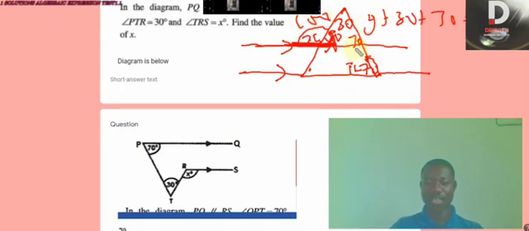I can also choose to say this plus this plus this one must give me 180. So here is 80. The moment I get here to be 80, it means here is 100, straight line principle. Then this is also corresponding with that, so it gives me the same 100. You get the picture? So the answer is 100. x equals 100.